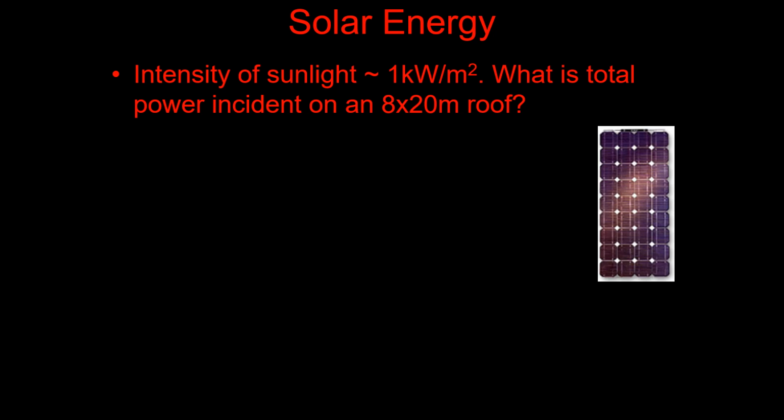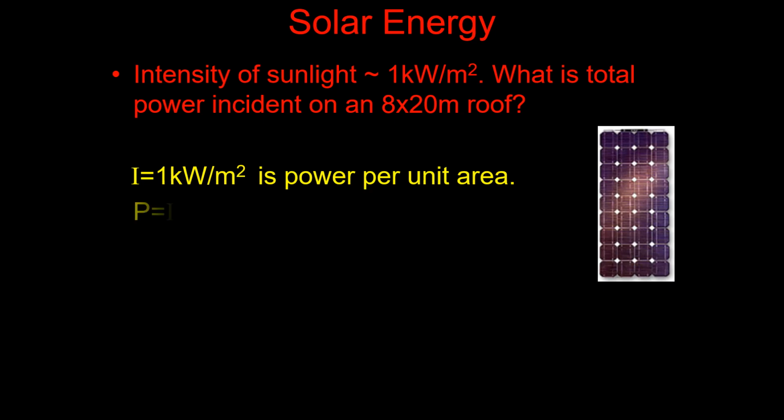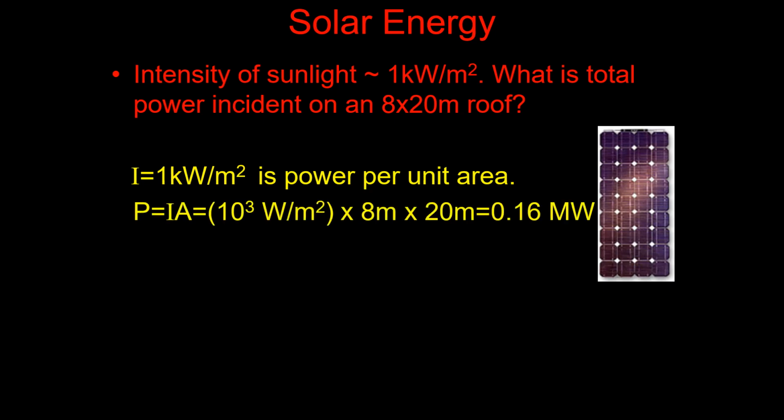But if you do happen to live somewhere sunny, the intensity on your roof will be 1 kilowatt per square meter. That's our power per unit area. The power in an electrical sense here will be I times A, the intensity times the area of the roof. So this is the intensity. We're getting 1 kilowatt per square meter, so 10 to the 3 watts per square meter, and multiplying that by A, 8 by 20, this will give us 0.16 megawatts. That's 0.16 times 10 to the 6 watts.